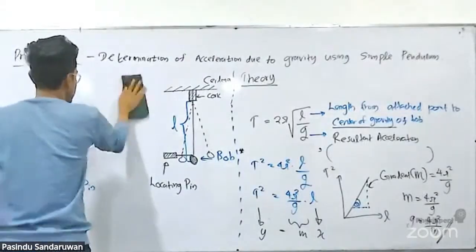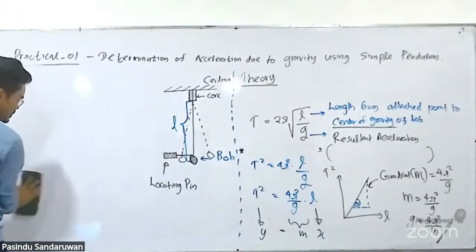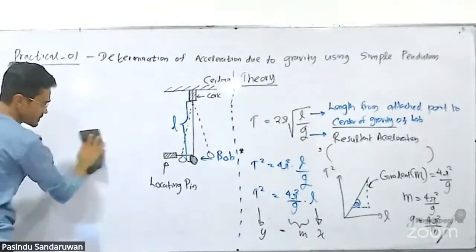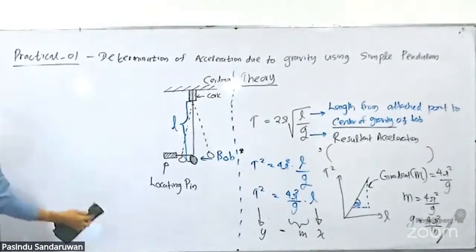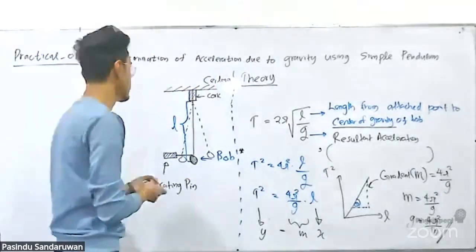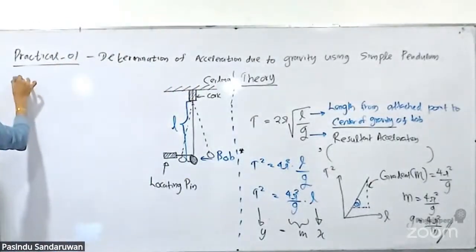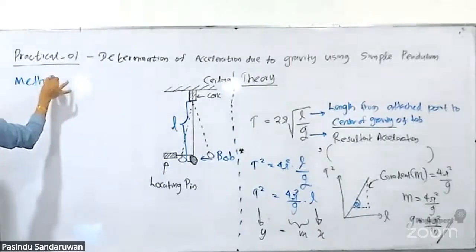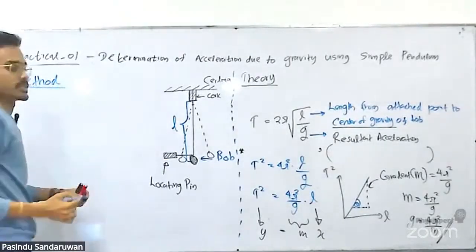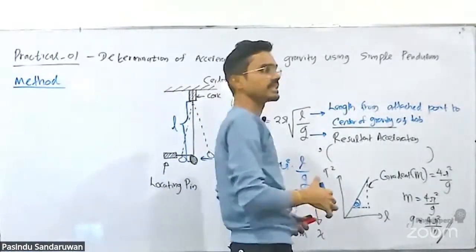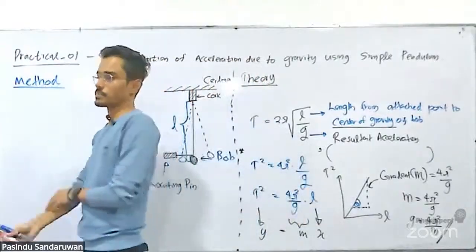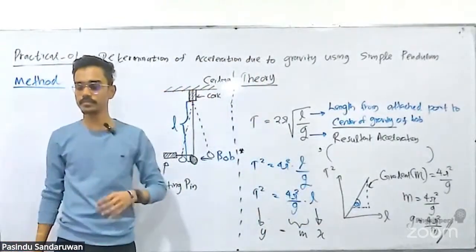Now let's see all the steps that we are performing from the beginning. Right. So put a subheading as method. First point, write down.